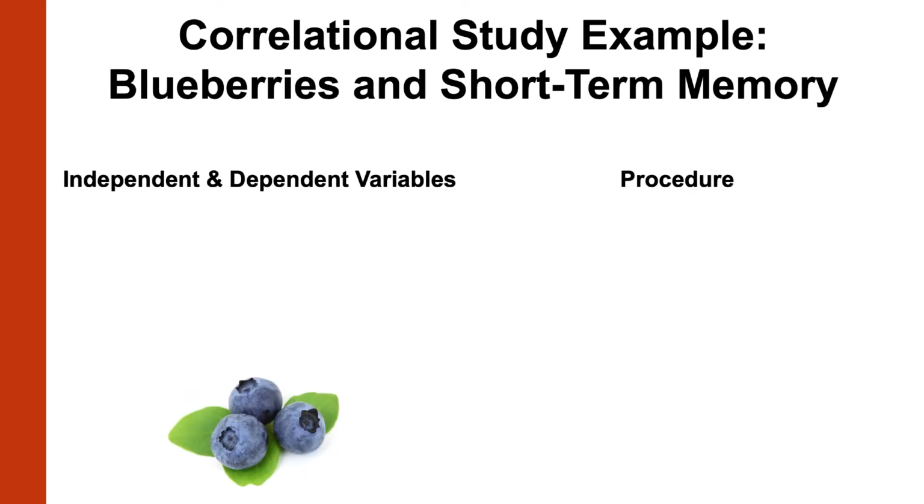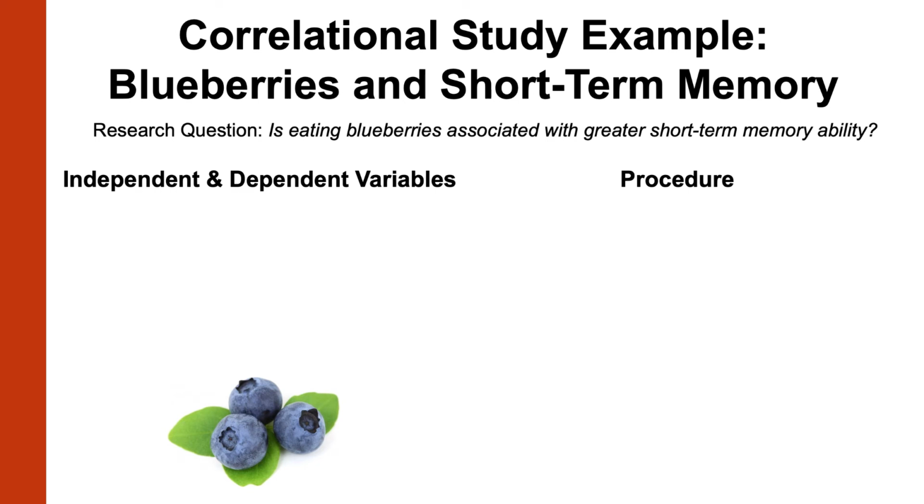Here's an example of a correlational study using the same essential research question as before. We're investigating whether the consumption of blueberries is associated with better short-term memory. So our research question is slightly different: is eating blueberries associated with greater short-term memory ability? Is there an association between eating blueberries and having better short-term memory?